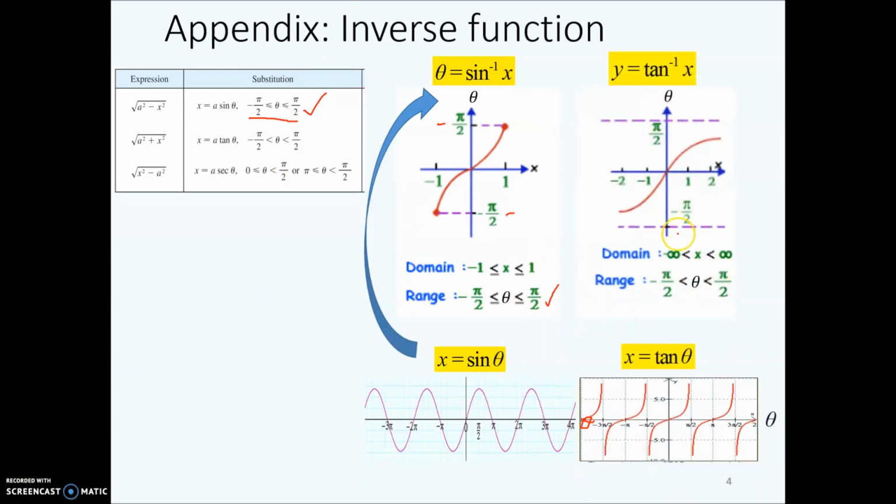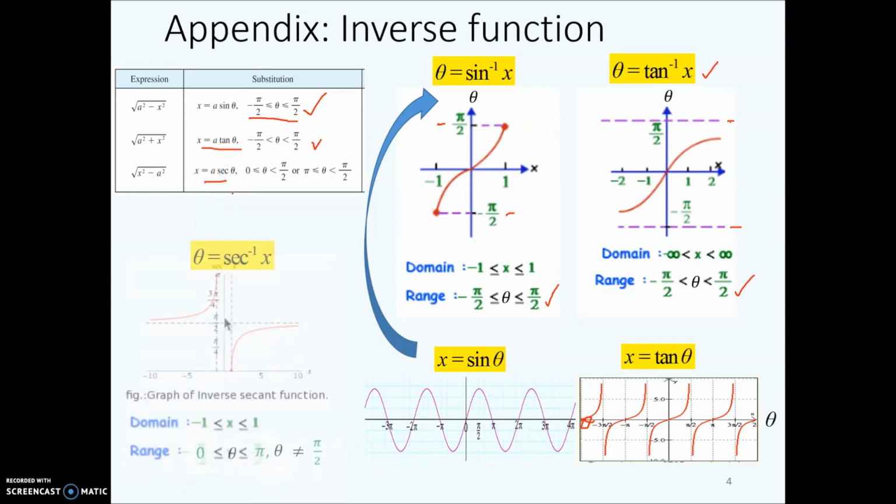So by using the same approach, you can see that for the inverse function tangent, the range for the angle is from negative pi over 2 to pi over 2 here. So that's why you have the range equal to this. So the last case is the secant.